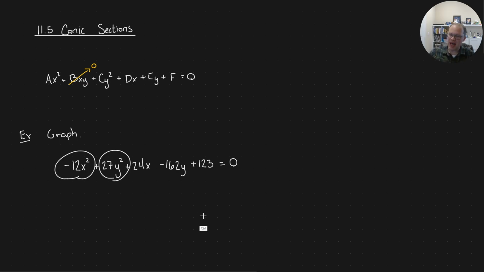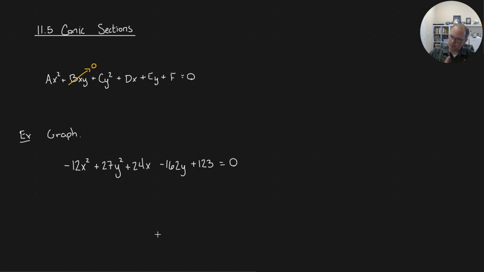I can't quite tell yet if this is going to open up and down or left and right. I know they're opposite signs, but which one's positive and which one's negative might flip depending on what's going on over here. Once I try to get the 1 over here, I might have a negative number, and then I'll have to divide by that negative number, and that'll flip the signs, or it might be a positive number, and I'll have to divide by that positive number, and the signs will stay the same, right? So the signs could flip or stay the same, depending on how the arithmetic shakes out. So I know it's a hyperbola, but I don't know which direction it's opening yet. Okay?